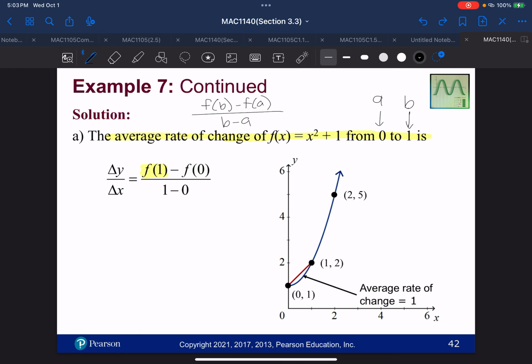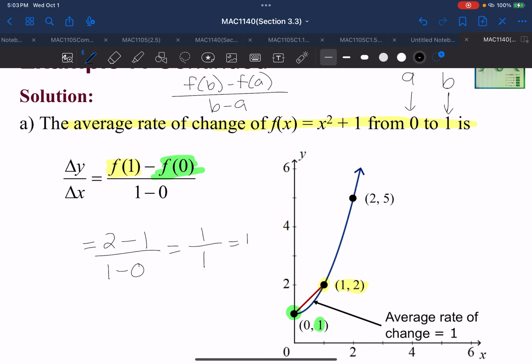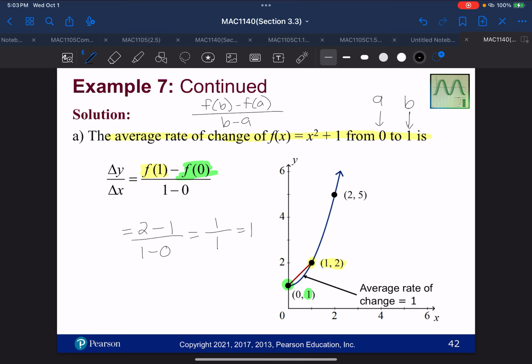And let me use a different color. So f of 1, which is the value of y when x is 1, is going to be equal to 2 because of that. And f of 0 is going to be equal to 1. So plugging that in, we get 2 minus 1 over 1 minus 0. 2 minus 1 is 1, 1 minus 0 is 1, so this is just equal to 1. So the average rate of change of that function from the x value 0 to 1 is equal to 1.